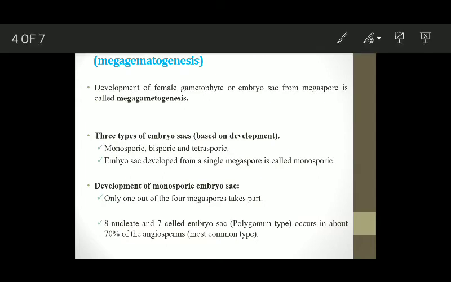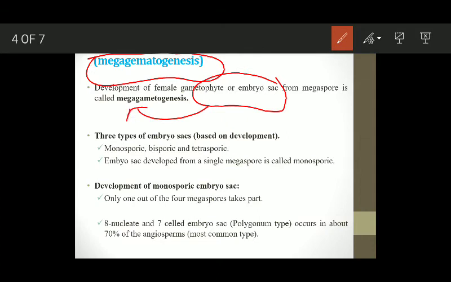Female gametophyte development is also known as megagametogenesis because in this process the large gamete, or you can say megagamete or female gamete, is formed, because the female gamete is large as compared to the male gamete. That is why this process is also known as megagametogenesis. The development of the female gametophyte or embryo sac from the megaspore is known as megagametogenesis, or embryo sac formation, or female gametophyte development.